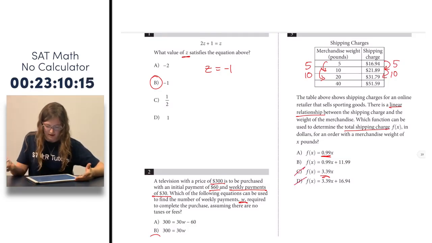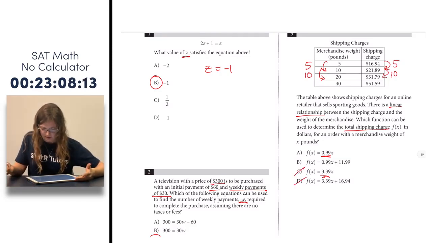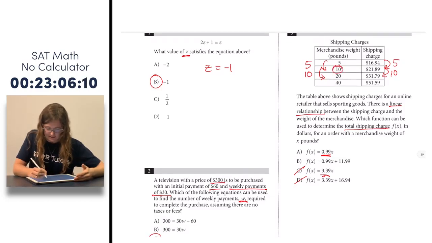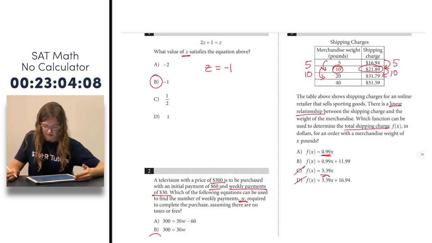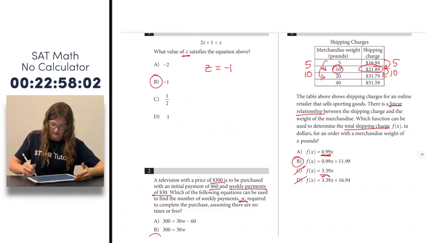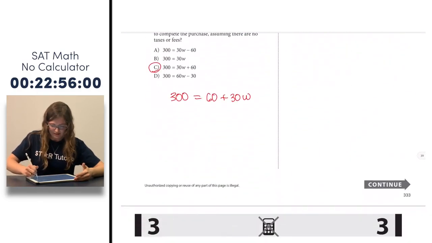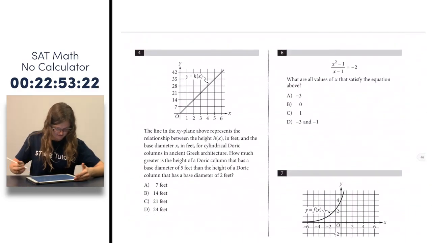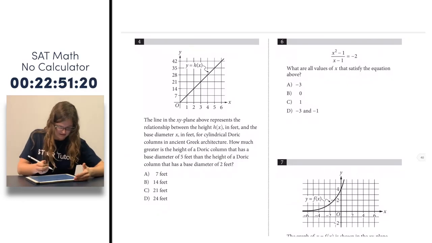So it's got to be either A or B. And then if I just plug in 10, I'm supposed to get somewhere around 22. If I plug in 10 into A, I'm not going to get 22, so it's got to be B. That was kind of tricky for just number 3. Let's hope the next ones are easier.